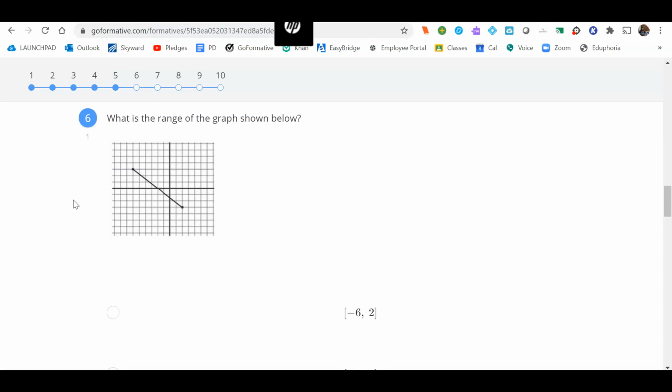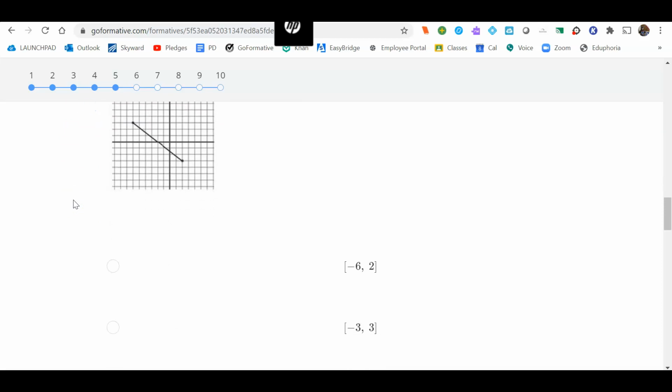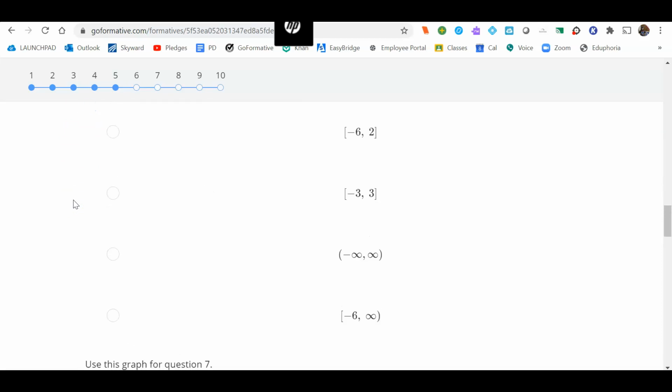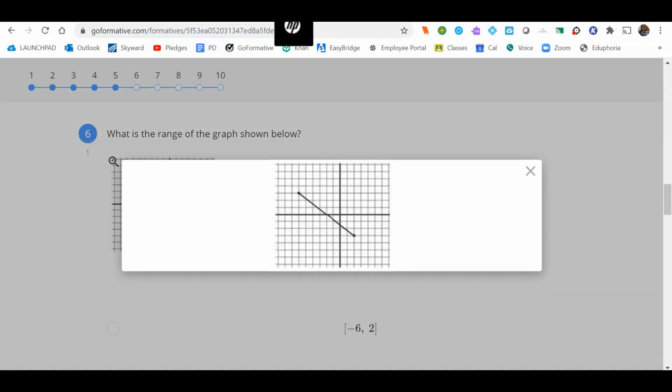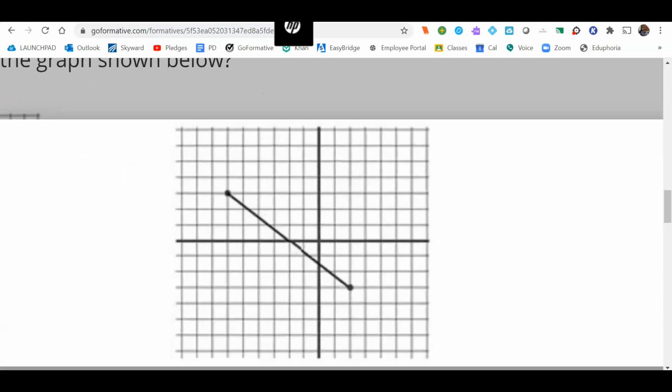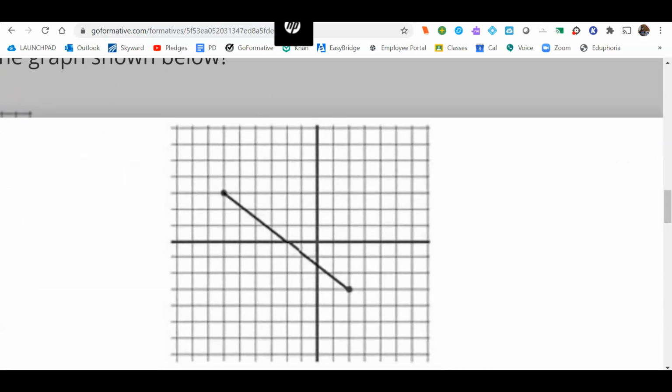Number 6, what is the range of the graph shown below? Okay, now as you can see, this is a multiple choice question, and it's got interval notation. So range, once again, range means what? Y axis. And we go from what to what? We go from the least or the lowest to the highest. Least to greatest. And make sure on the line that those are the answers. Everything on the line are the answers.